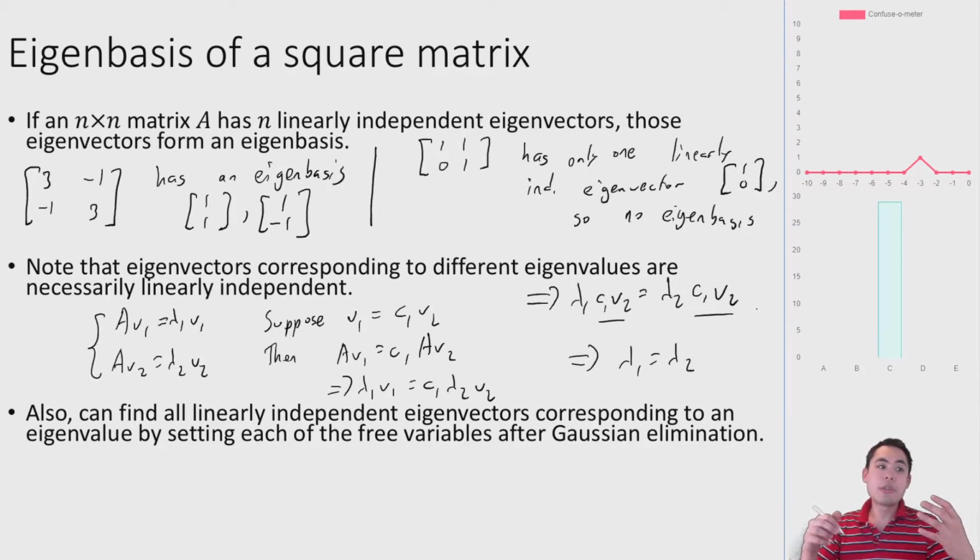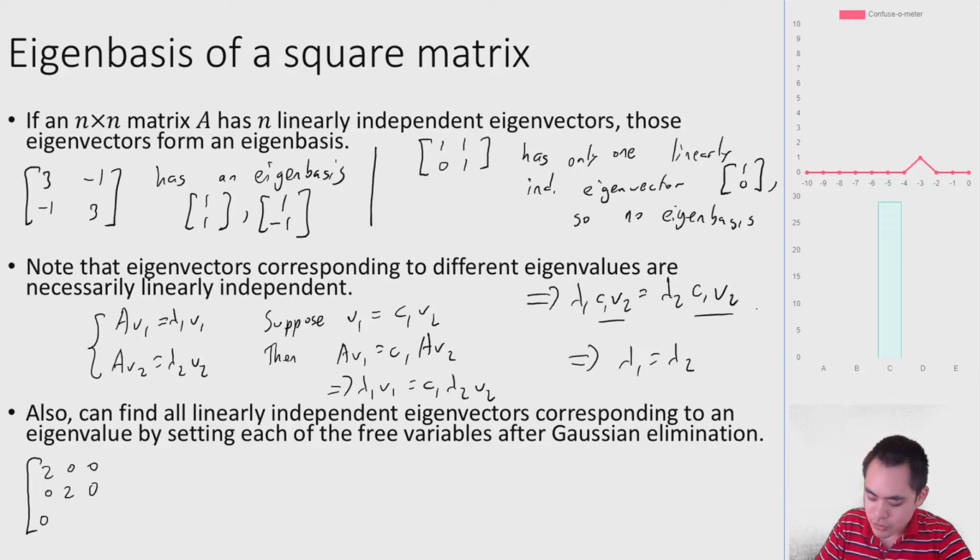Another thing you can do is find all linearly independent eigenvectors corresponding to an eigenvalue by setting each of the free variables after a Gaussian elimination. In the previous case, at the end of solving the system of equations, we only had one free variable. But sometimes you end up having two. Let me give an example. Let's suppose you had the matrix [2, 0, 0; 0, 2, 0; 0, 0, 1] times (x, y, z) is equal to (2x, 2y, 2z).